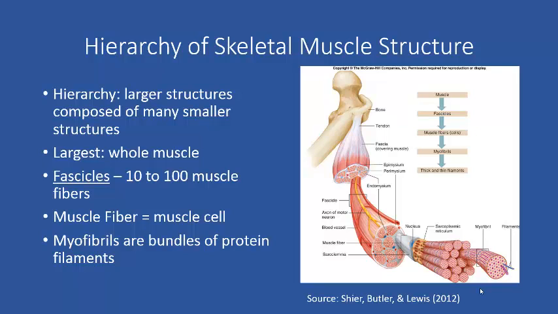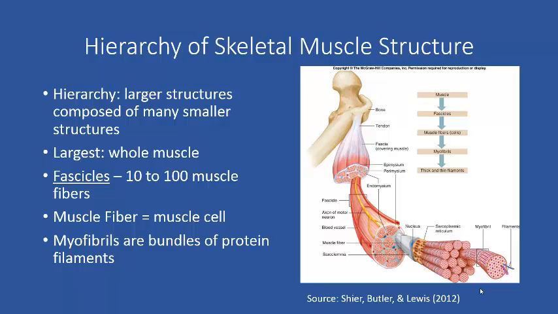Within a whole muscle, the next largest structures are called fascicles. And the fascicles are essentially bundles of muscle fibers. Somewhere between 10 and 100 muscle fibers compose a fascicle. The muscle fiber itself is the next largest structure, and muscle fiber is synonymous with muscle cell. Because muscle cells are shaped like long cylindrical fibers, they're often referred to as muscle fibers.